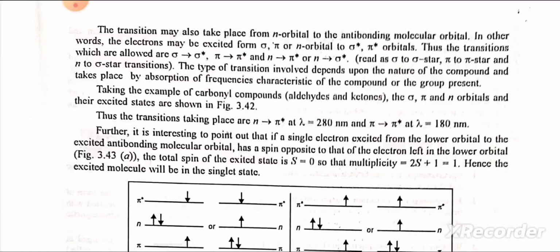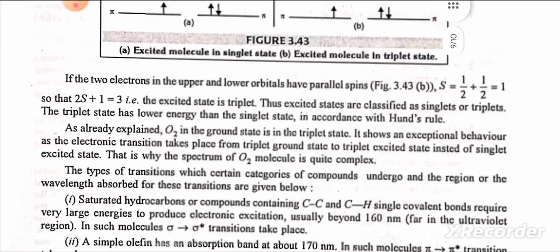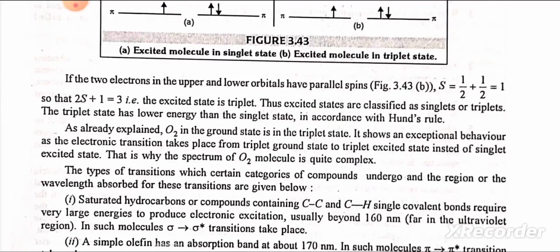Further, it is interesting to point out that if a single electron excited from the lower orbital to the excited anti-bonding molecular orbital has a spin opposite to that of the electron left in the lower orbital, the total spin of the excited state is S equal to 0, so that multiplicity 2S plus 1 is equal to 1. Hence the excited molecule will be in the singlet state. If the two electrons in the upper and lower orbitals have parallel spins, S is equal to half plus half is equal to 1, so that 2S plus 1 is equal to 3, that is, the excited state is triplet. Thus excited states are classified as singlet or triplet.